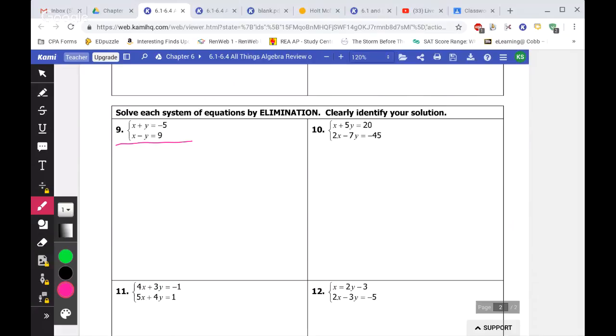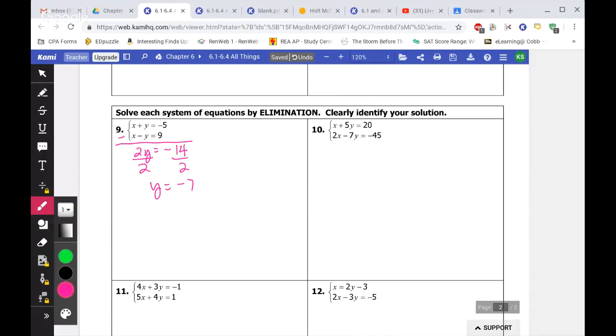Okay, the x's have the same coefficient and matching signs. So I'm going to subtract. So x minus x, that eliminates those. Now we have y minus a minus y, which turns that to a plus. So I have y plus y, which is going to equal 2y. And now I have a negative 5 minus 9. So that's going to give me a minus 14. I'll divide both sides by 2, and y equals negative 7.